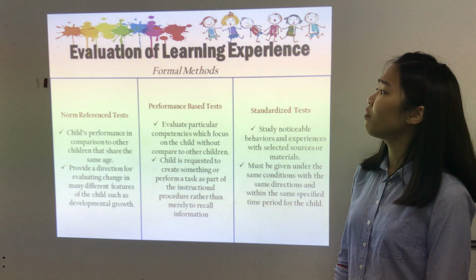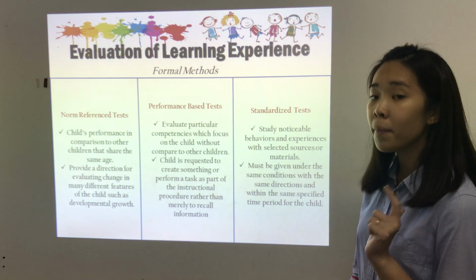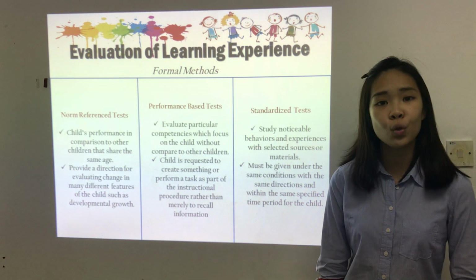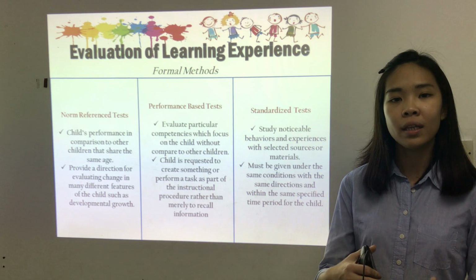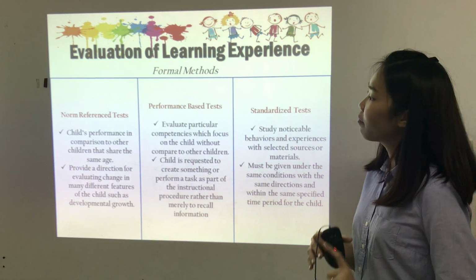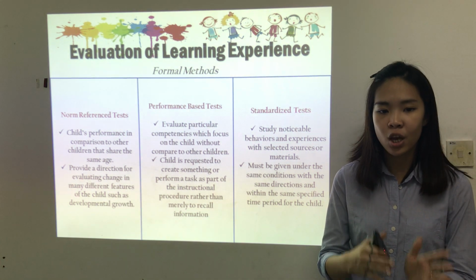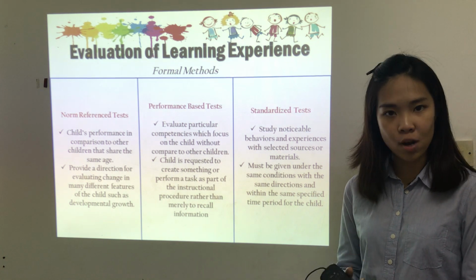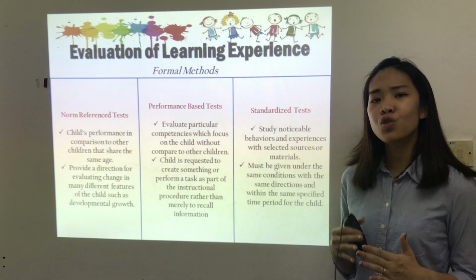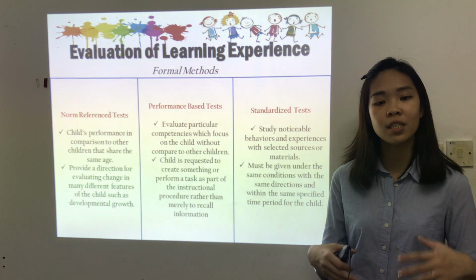So evaluation of learning experiences, there will be formal methods and informal methods. Formal methods include 3 tests. Norm-referenced test is actually used to test the child's performance and to compare to other children that share the same age. For performance-based test, it is used to evaluate a particular competency which focuses on the child without comparing to other children. For standardized tests, it is used to study the noticeable behaviors and experience with selected sources of material by the teacher.